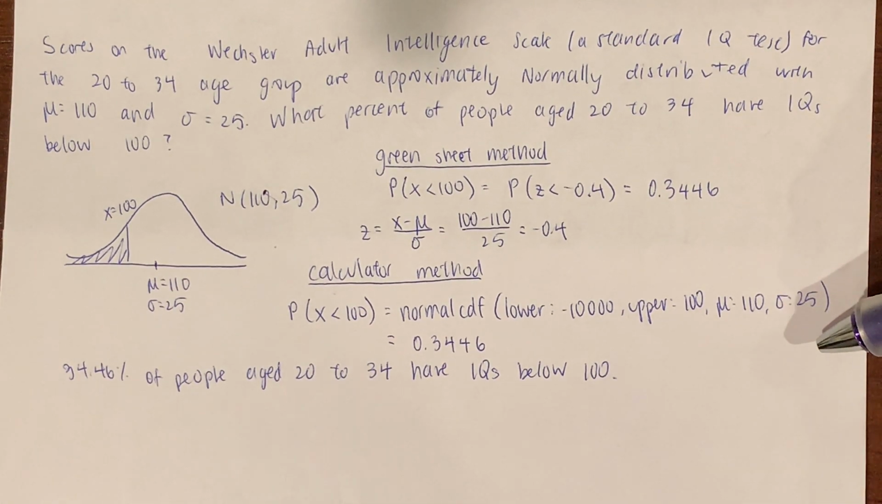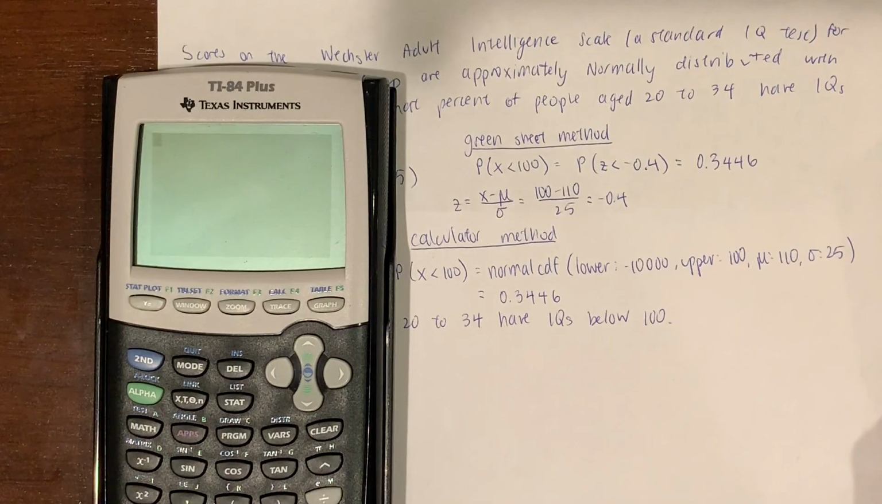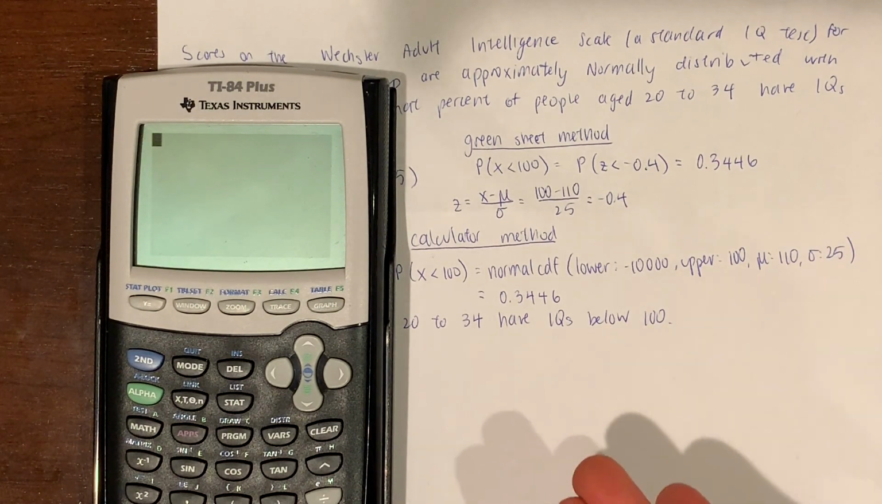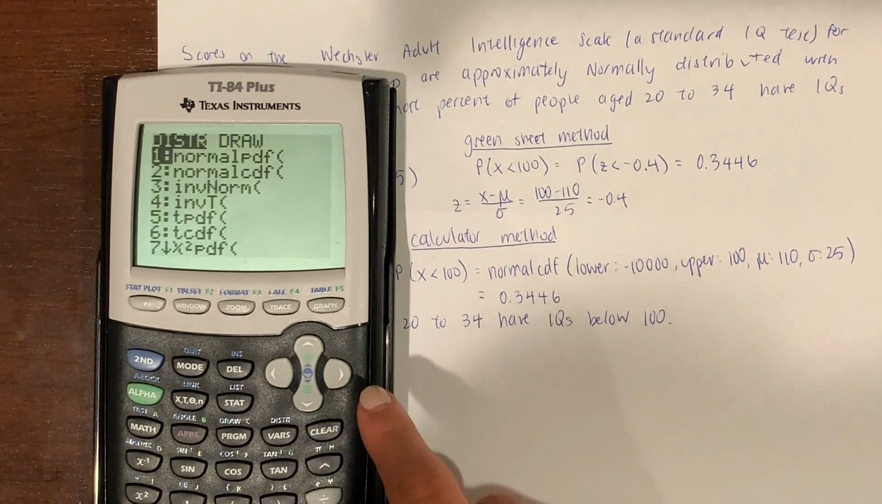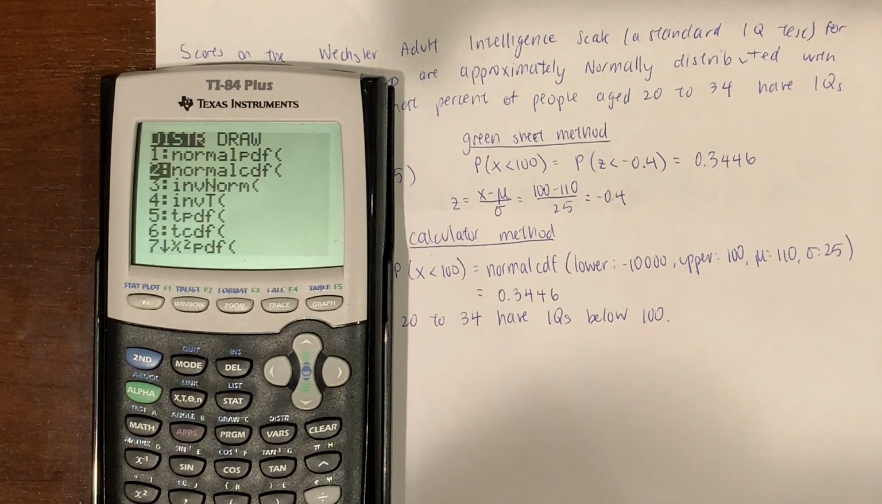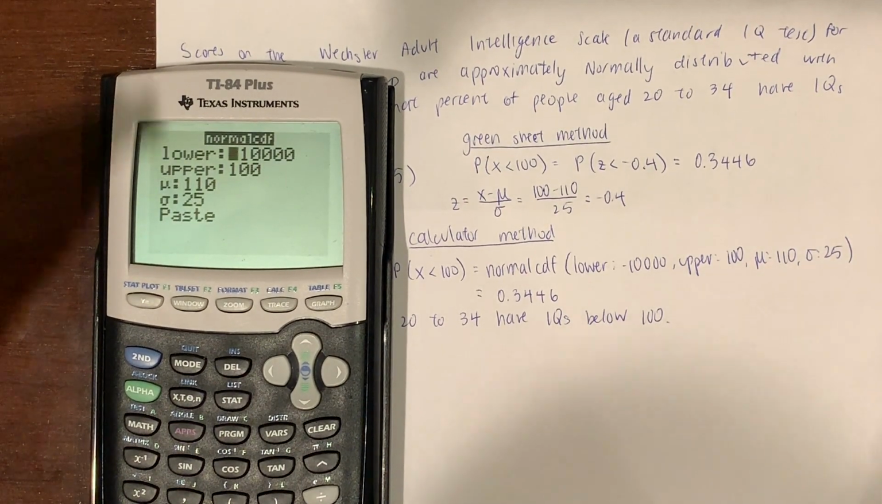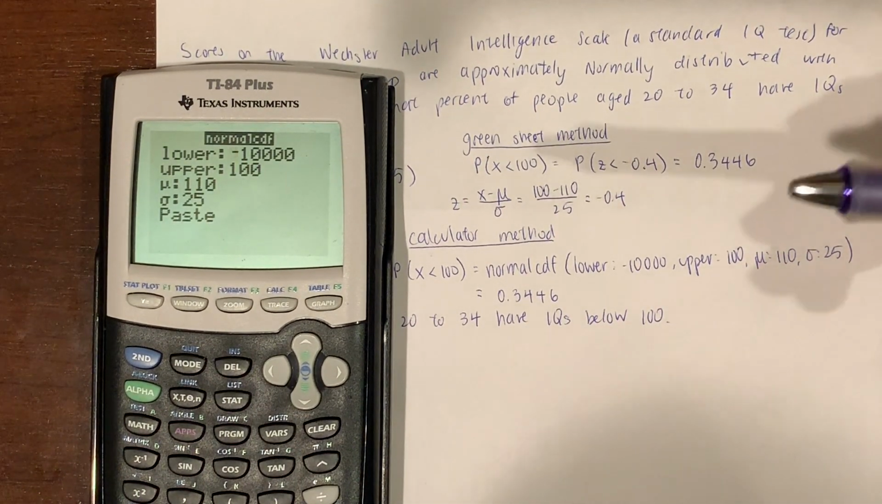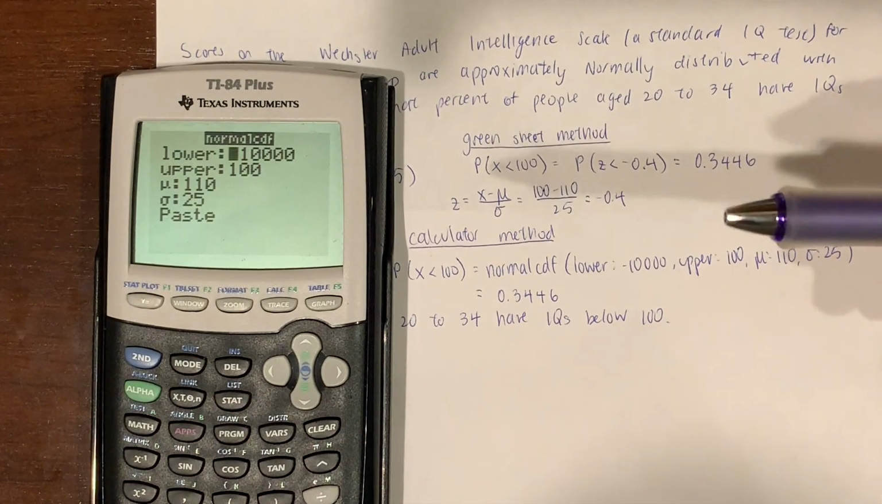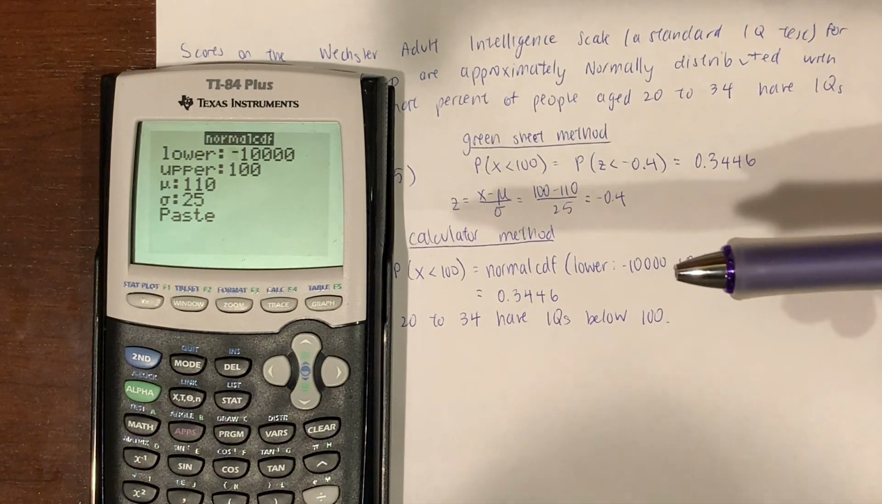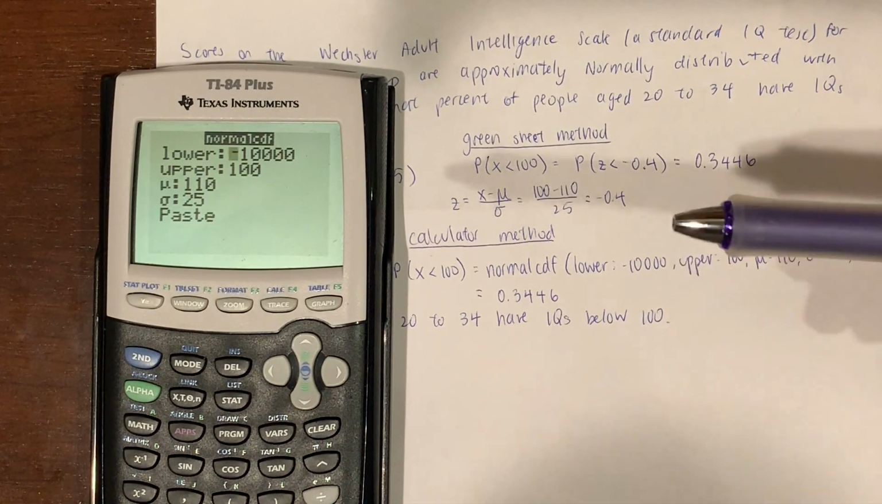The second method is using your calculator. Apart from calculating the z-score and using the table of standard normal probabilities, you can use your calculator. Here I will show you how to do this question with the TI-84. Under the distributions, you just press second vars. There's this command called normal CDF, and this is the one you want to use. I already have the values entered, but what this function essentially does is that it calculates the area under the curve of a normal distribution when you specify the distribution and give the boundary.